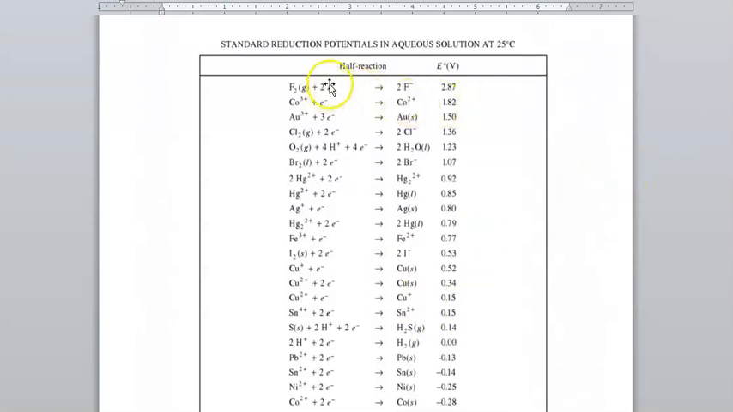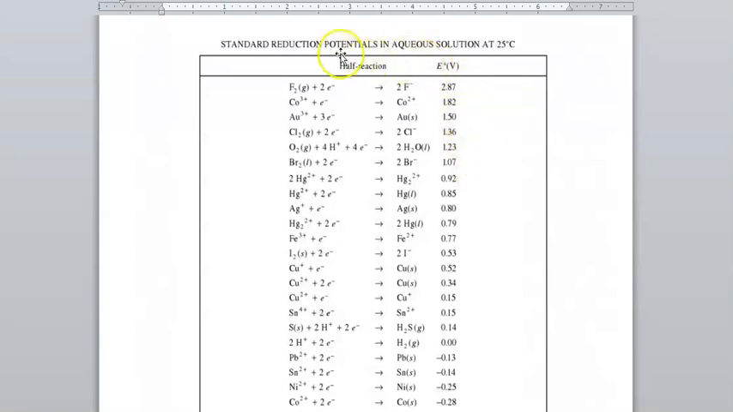And so you can see the fluorine gas is more likely to be reduced. We're going to be using these voltages, looking at certain ones, and this is where the math comes in.